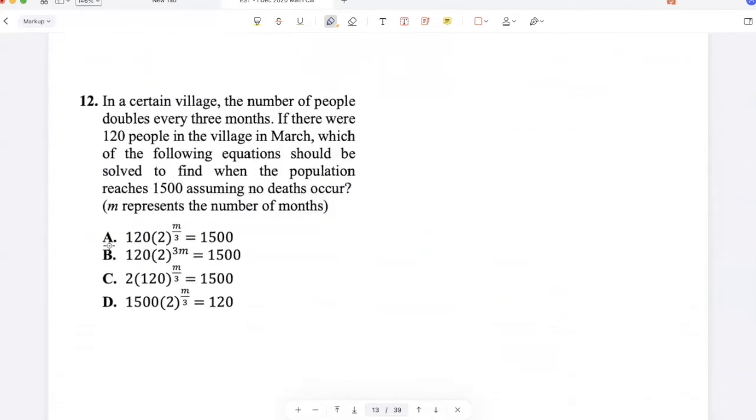In a certain village, the number of people doubles every 3 months. If there were 120 people in the village in March, which of the following equations should be solved to find when the population reaches 1500, assuming no deaths occur? M represents the number of months. Okay, so the final value is the initial value multiplied by growth factor to the power t by k. So final value is 1500. Initial value is 120.